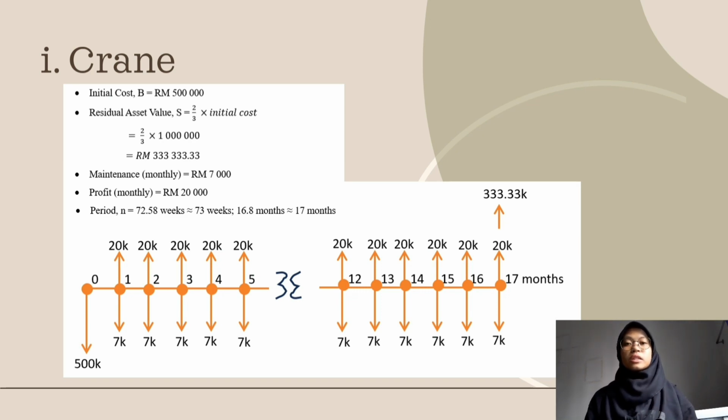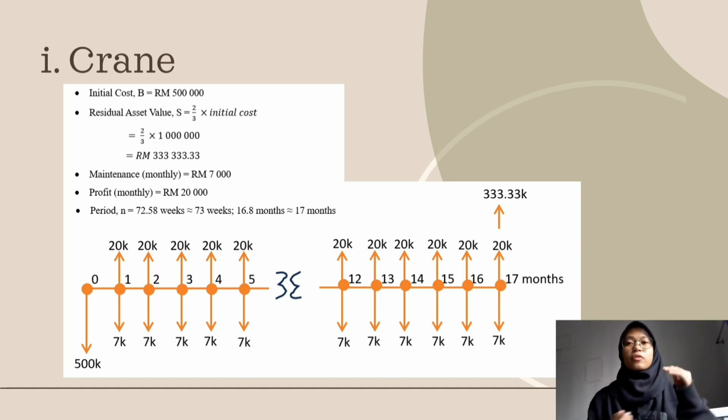The initial cost of the crane is 500,000, and the residual value after calculating is RM333 cents, and the maintenance value is 7,000 per month. The profit from the crane is 20,000 per month, and the period of the project is 17 months. So when we draw the cash flow diagram, this is how it turns out.